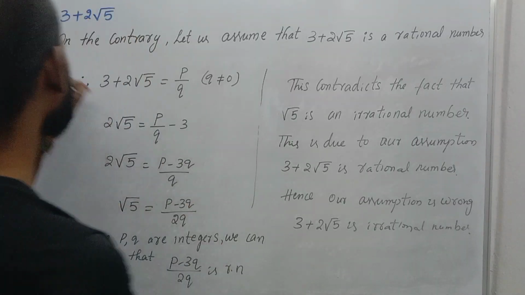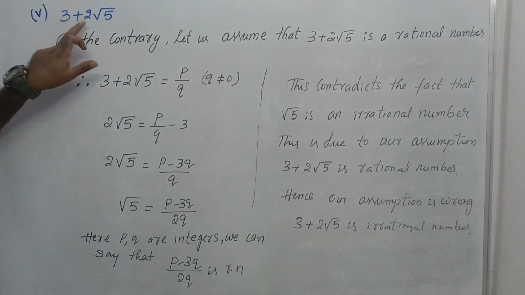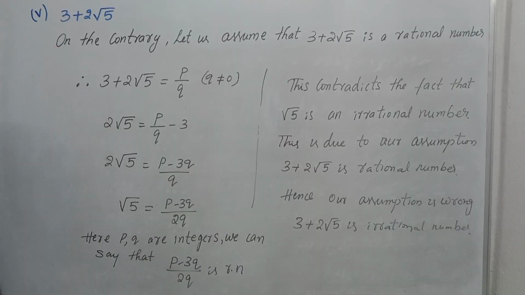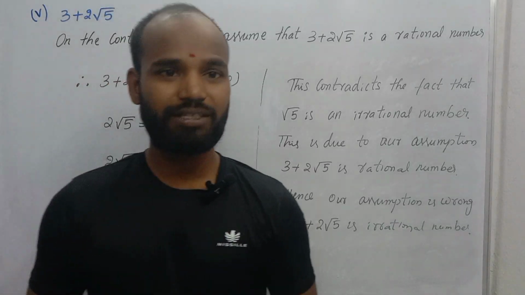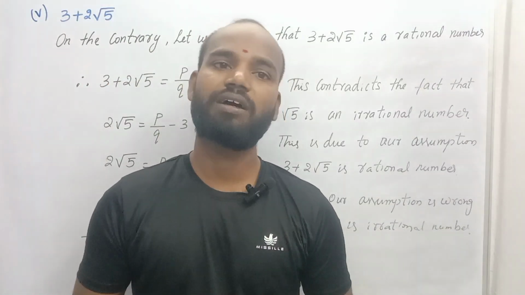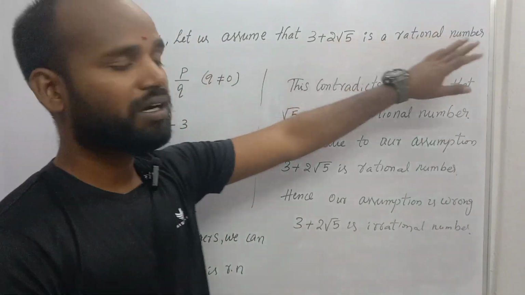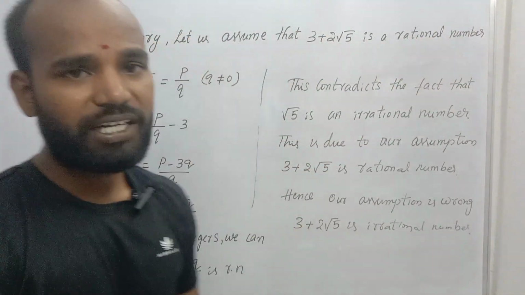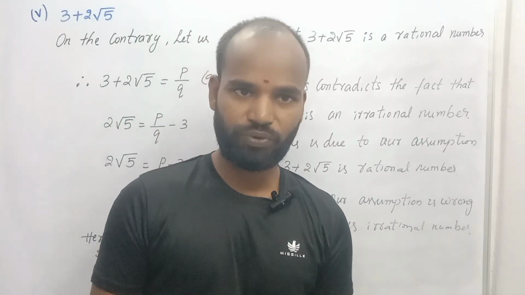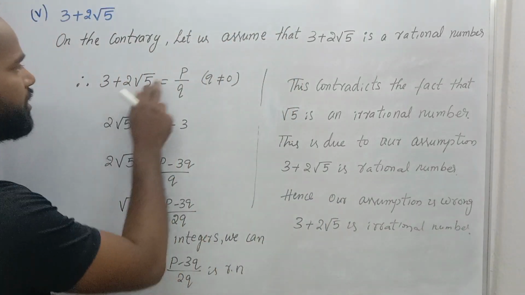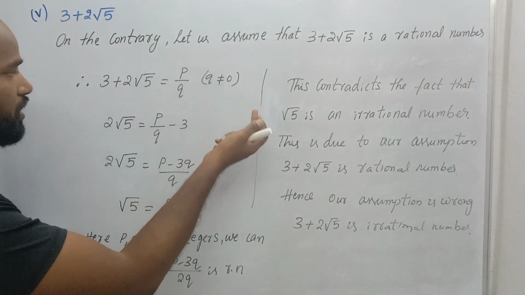Now see the fifth question. What is the fifth question here? 3 plus 2 root 5. On the contrary, let us assume that 3 plus 2 root 5 is a rational number. If it is a rational number, it is in the form p by q, where q is not equal to 0.